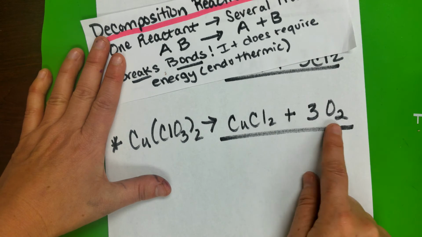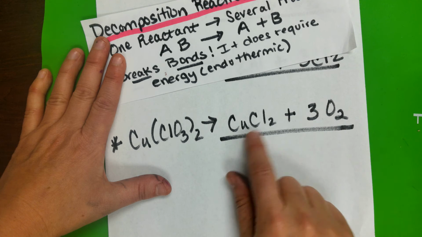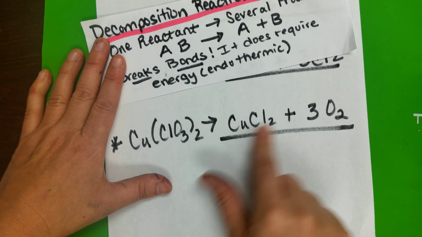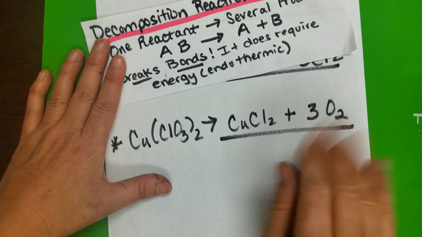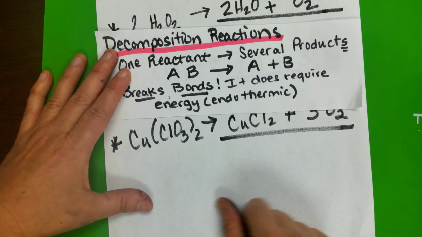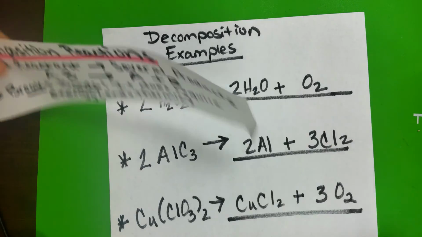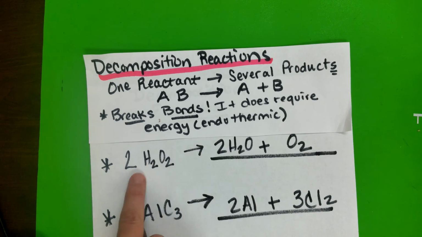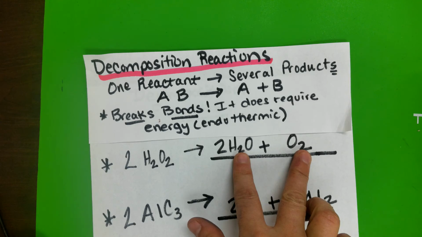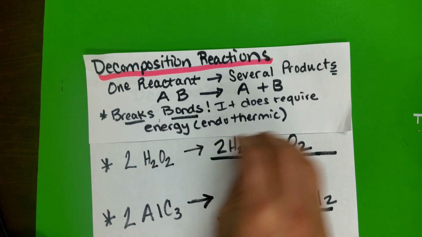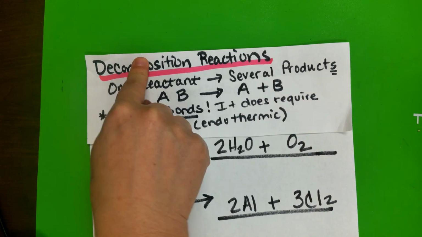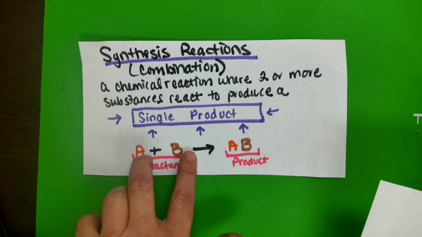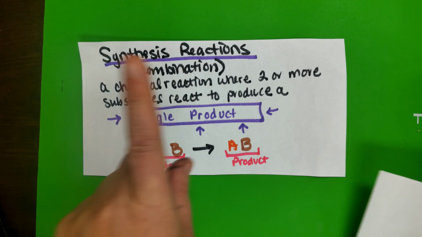So that copper chlorate, now it's copper chloride, and the other part turns into oxygen. It turns into gas. Okay, so basically that's it for today. Mainly you gotta know the differences. I will be giving you this with how it separates, but you gotta make sure you understand that when it goes from one reactant to several products, that's your decomposition. And synthesis is two or more reactants, and then it turns into one single product.